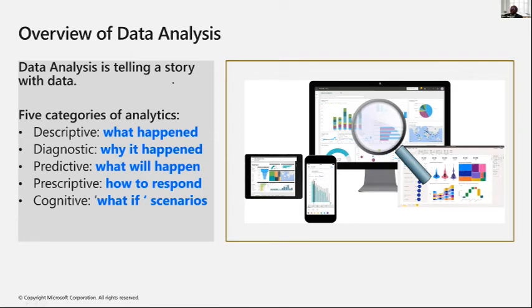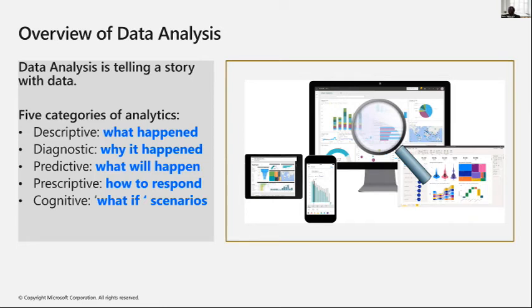Now, there are 5 categories of data analytics. Descriptive is what happened. So descriptive is that you have the data. How many products did we sell last month? That's descriptive analytics. Who is our biggest, what are our top 3 customers? Descriptive analytics. How many new customers did we gain last month? Descriptive analytics.